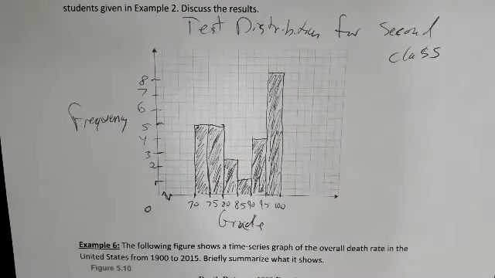So we want these things side by side. They should butt up against each other. There should be no gaps on your histogram. We should have the x-axis labeled. We should have the y-axis labeled. We should have the appropriate scaling there. And we should have a title for our overall histogram.